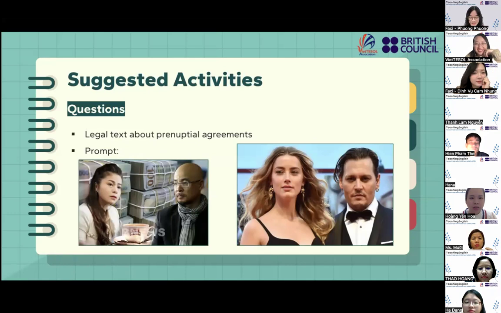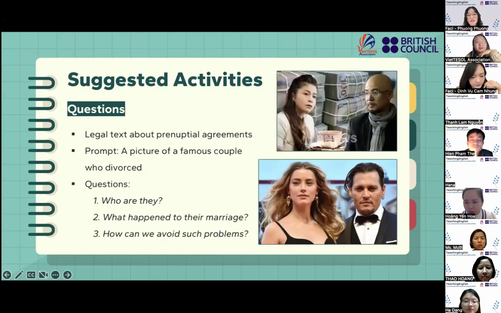And what happened to them? So maybe now you can see my idea behind these pictures, why I would choose these for the topic, right? The text is about prenuptial agreements, and my prompt would be either one of these two pictures or maybe both, of a famous couple who divorced already, and their divorce was really messy with a lot of time in court. And all of the newspapers were covering the stories from every angle. So my questions for the students would be: who are they? What happened to their marriage? And how can we avoid such problems?